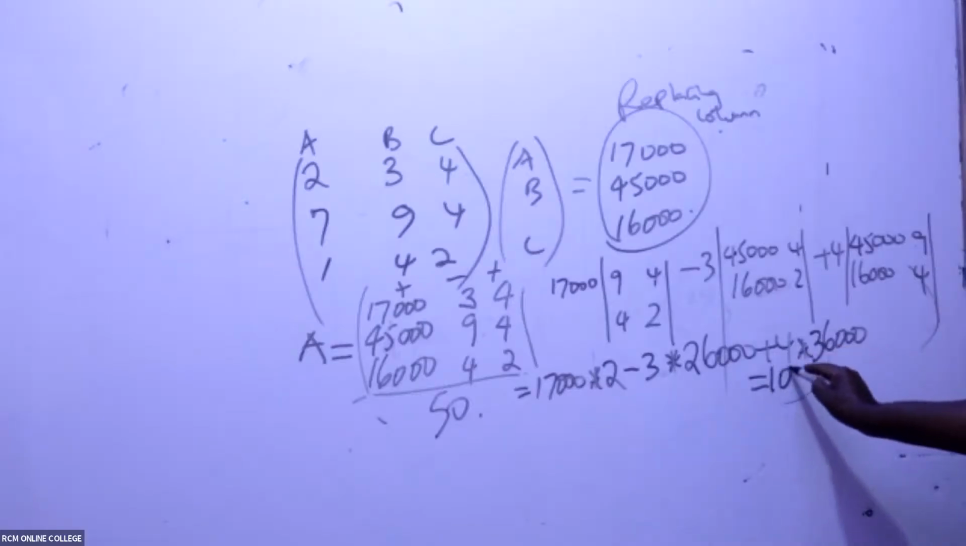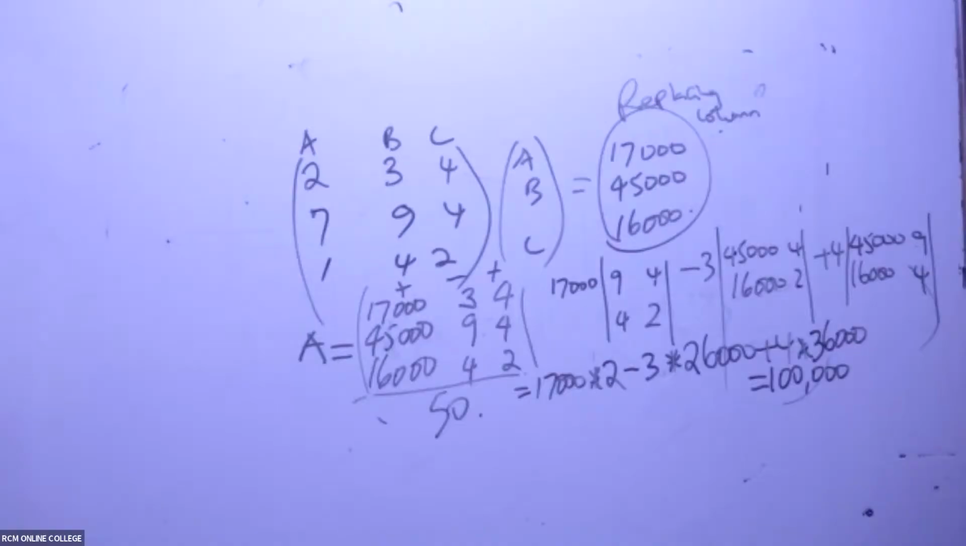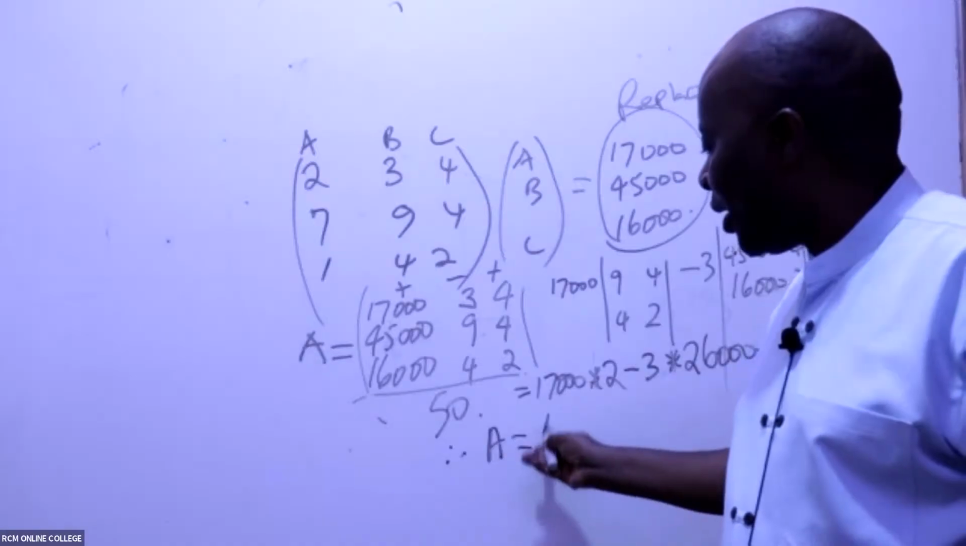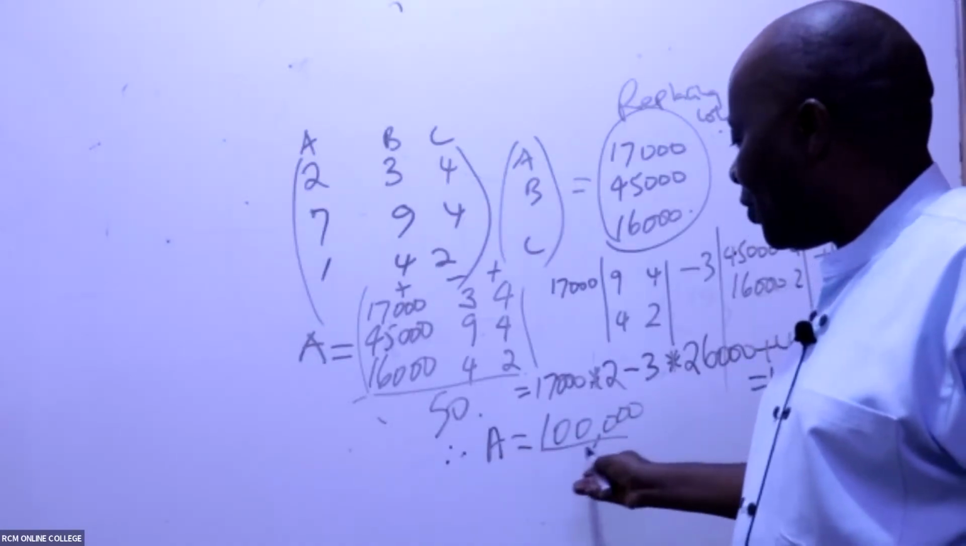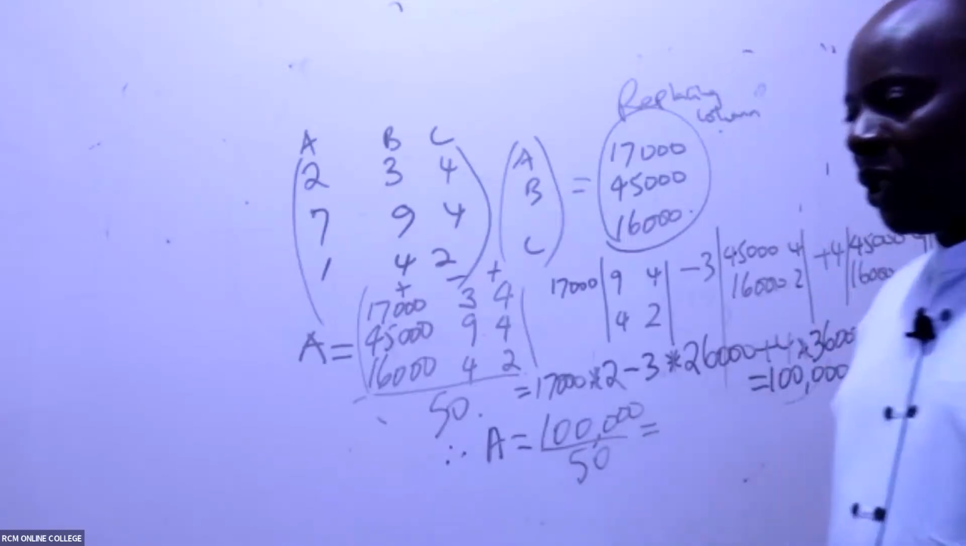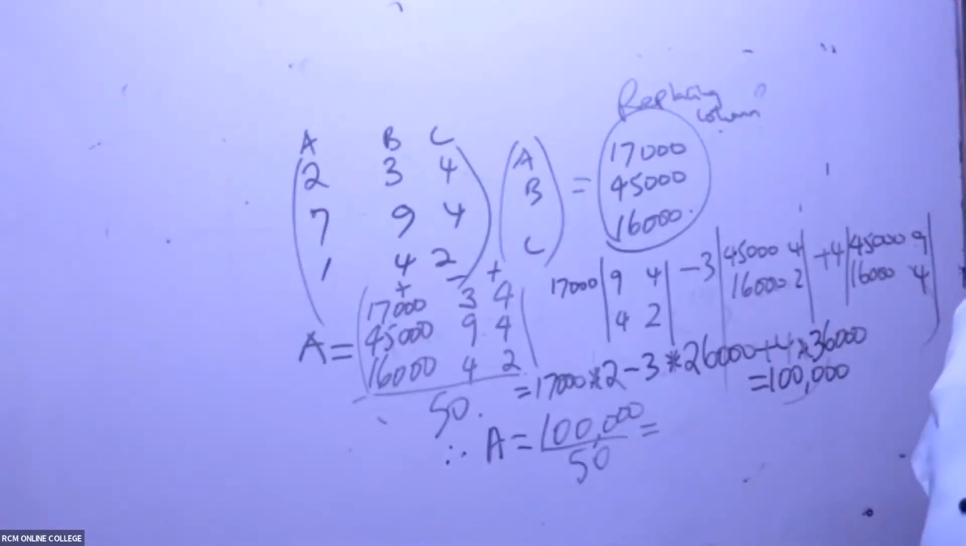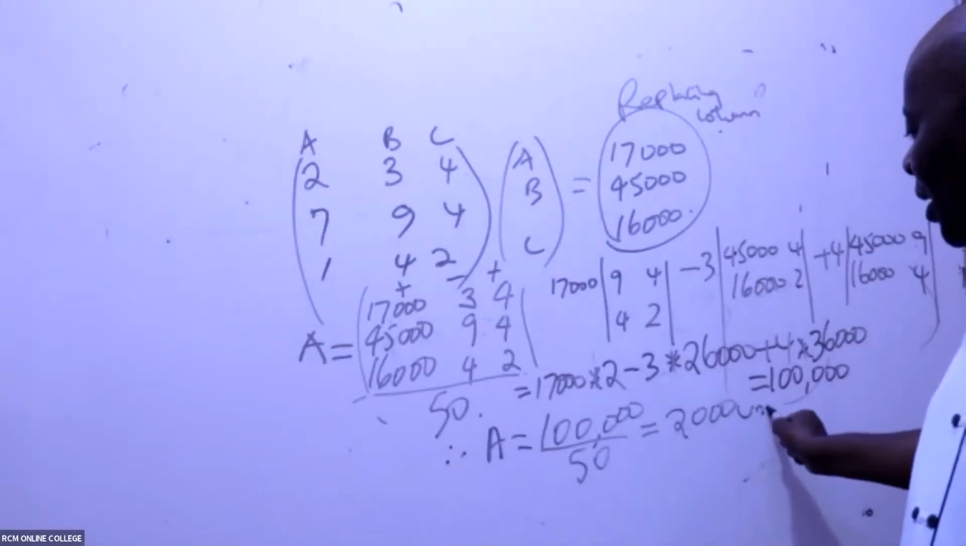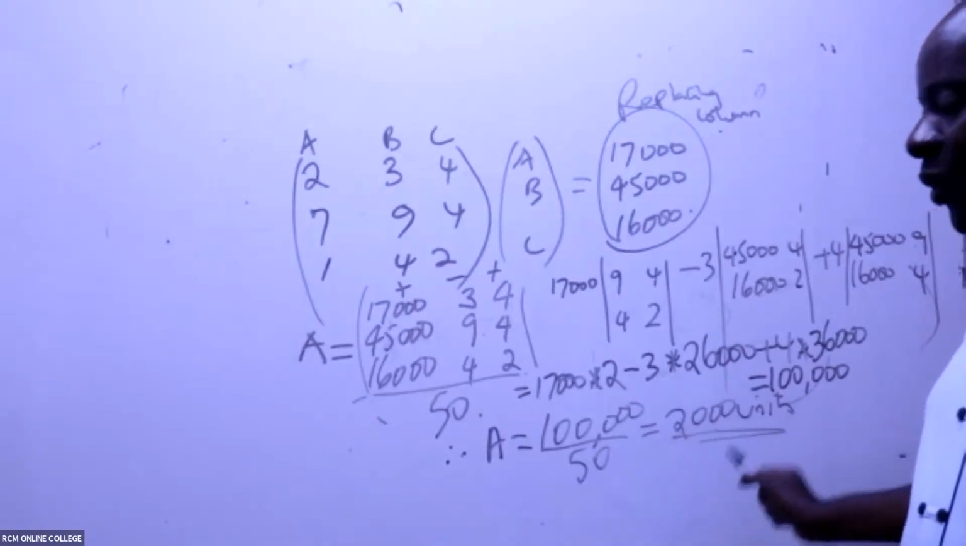Is it 100,000 or 1 million? If you use comma separators, 1 million, use comma separators, 100,000. Please, Diana, check well. It's 100,000. And therefore, A will be equal to 100,000 divided by 50, which will end up giving us 2,000 units, like that.